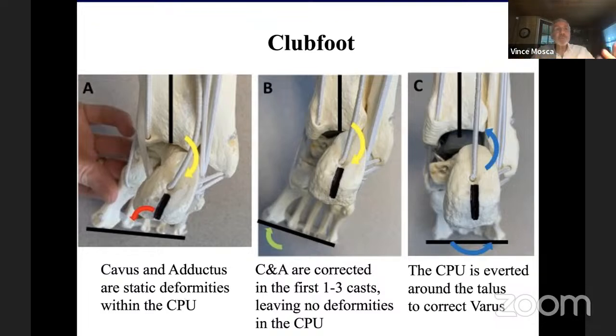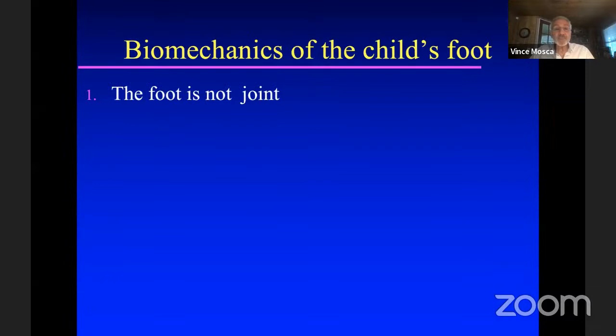So I really think that understanding the biomechanics based on the CPU helps make us all better clubfoot physicians because we understand what we're doing and why we're doing it that way. If we get ahead of ourselves and go right for the varus before we correct the structural deformities within the CPU, it doesn't work. And this is why.